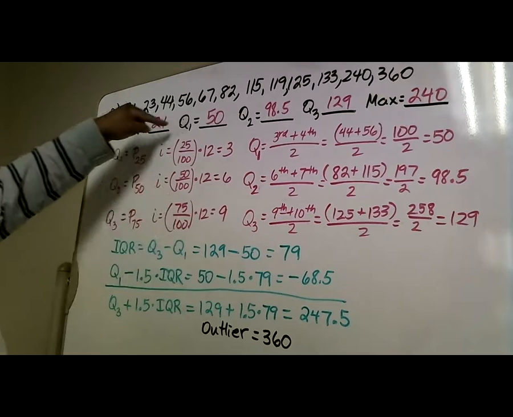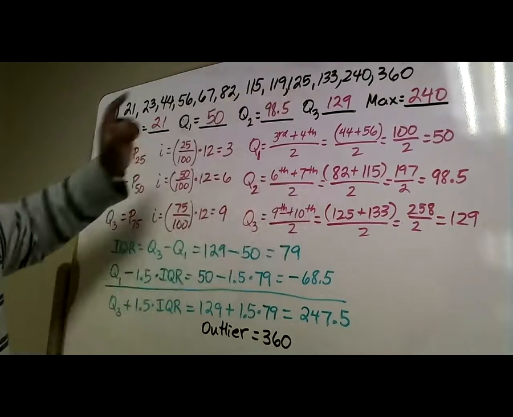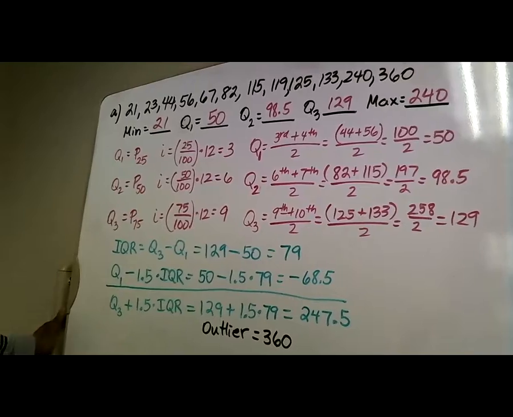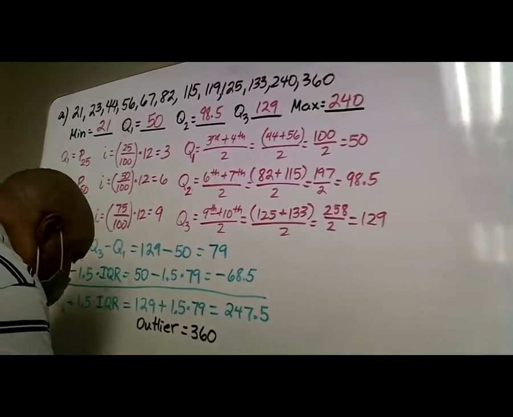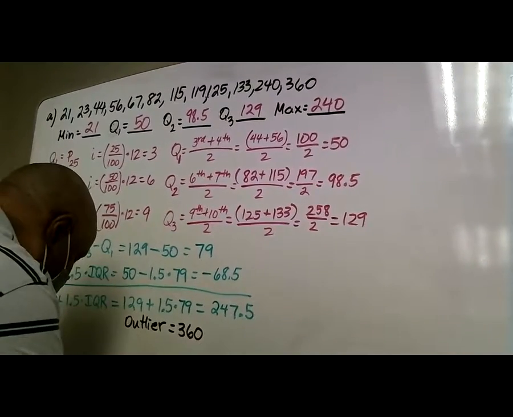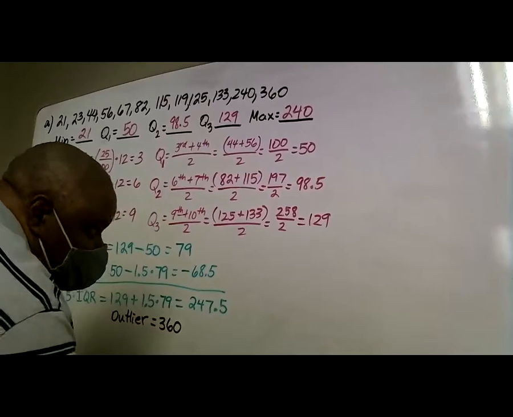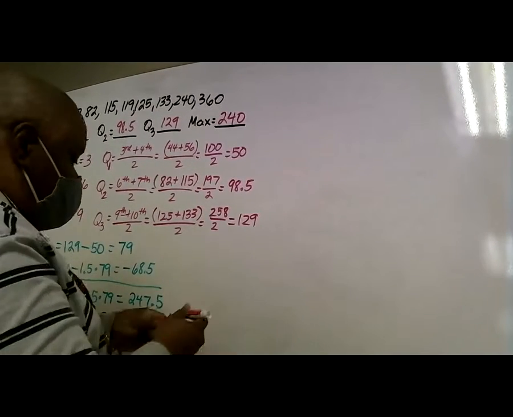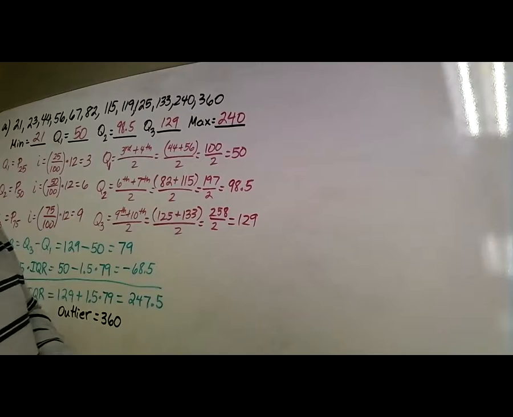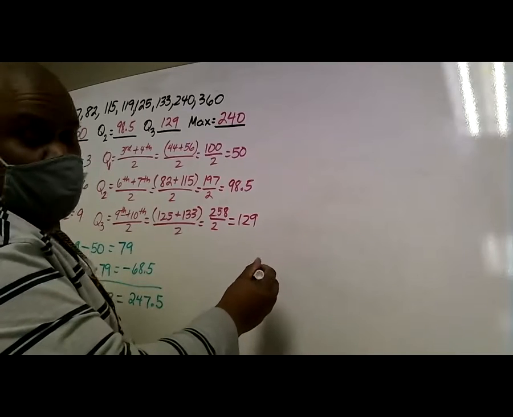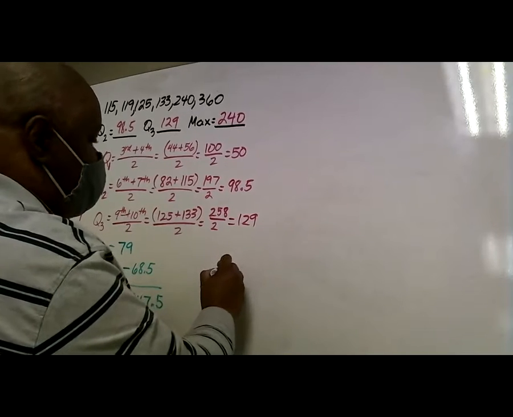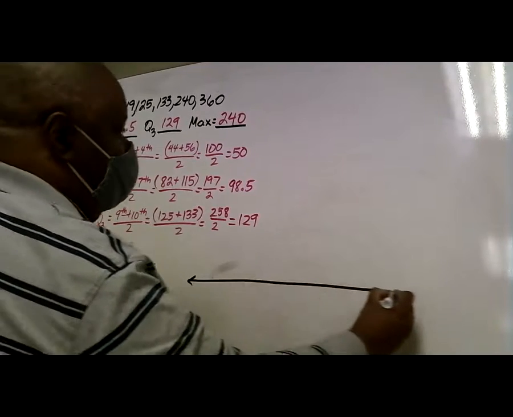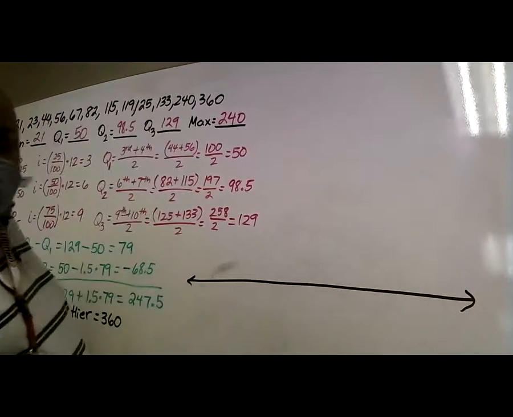Now this five-number summary that we have up here, we're going to make a box plot for that. Let me move this over so it can be seen.